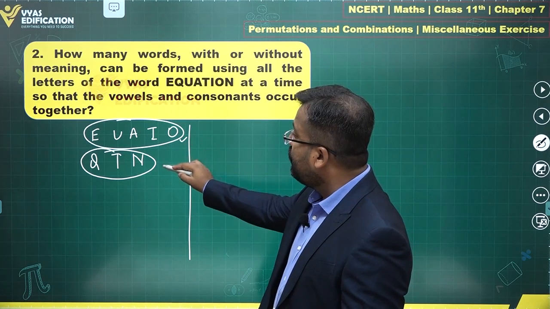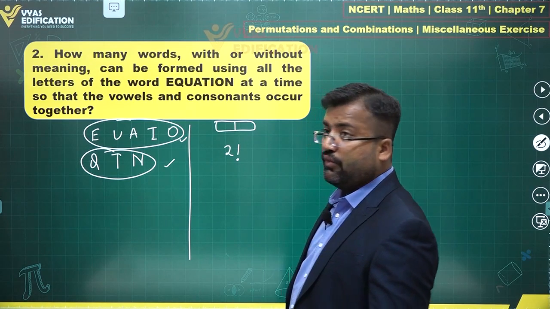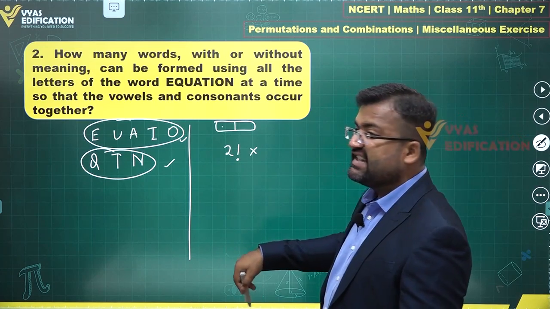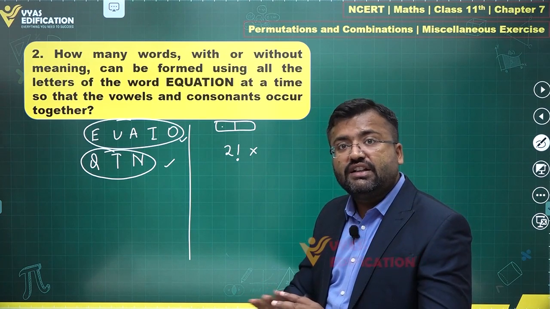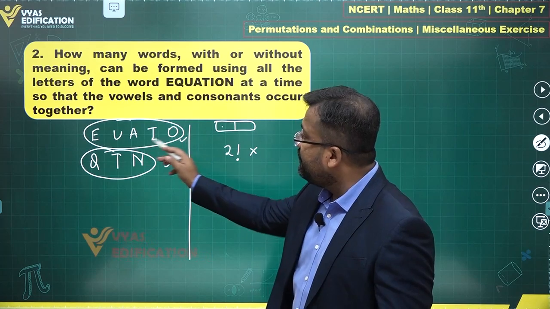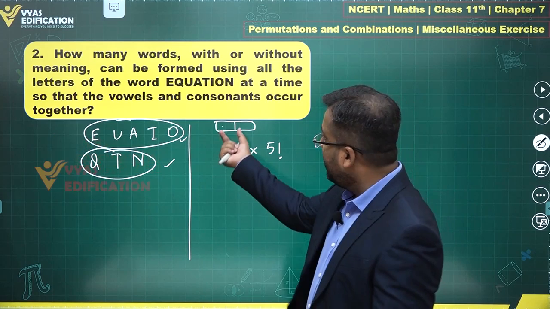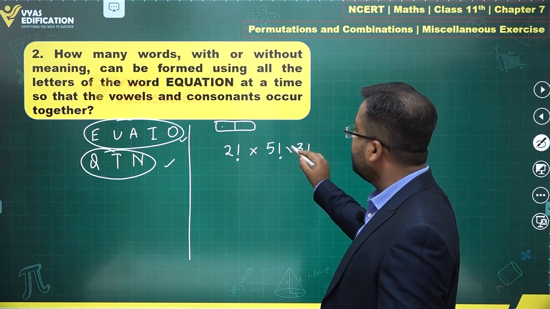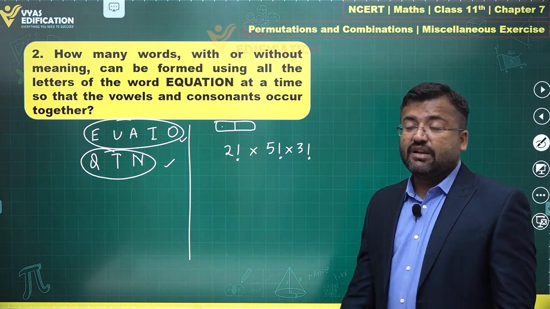So there are actually 2 bags, and the ways of arranging those 2 bags at 2 places will be 2 factorial, right? Then what next? This particular bag of vowels, these vowels will get rearranged among themselves, right? And that arrangement will be how many ways? There are 5 vowels, so there will be 5 factorial ways of arranging the vowels at that location. Similarly, the consonants can be arranged in 3 factorial ways, and this is the total number of ways. These are the number of words that can be formed.